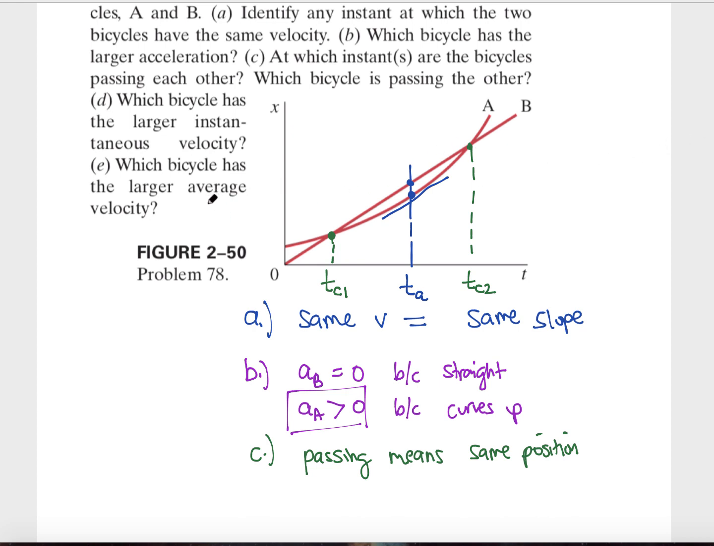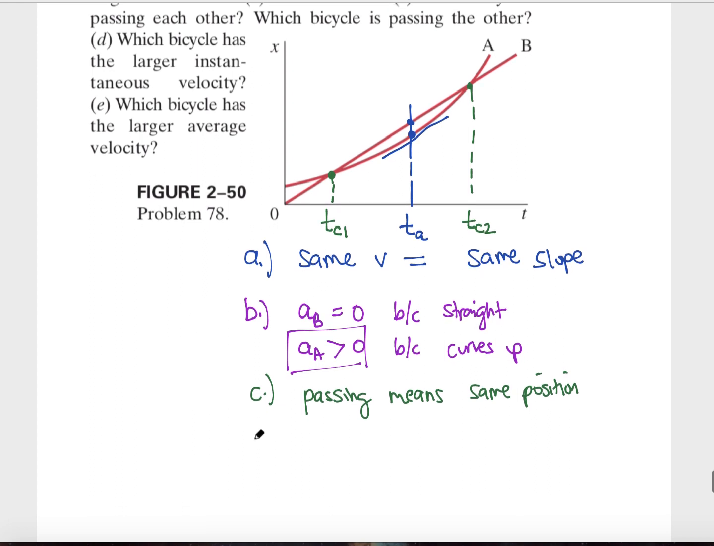Now for D, it asks which bicycle has the larger instantaneous velocity. This means which one ends up having the largest slope at any point. So instantaneous velocity, V inst, means which one has the steepest slope at any point. Which one ends up having the steepest slope? Well, that is very obviously bicycle A, because at the very end of its motion, it has a very steep slope.